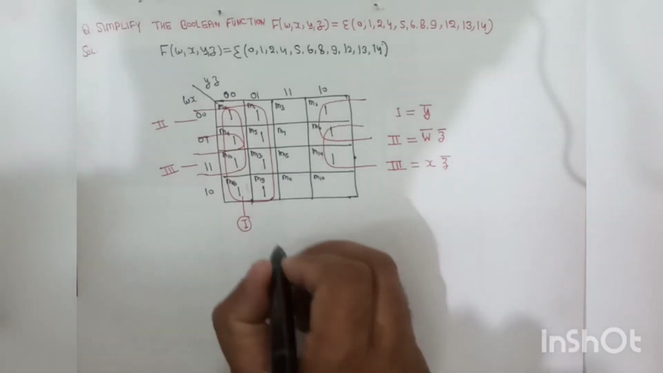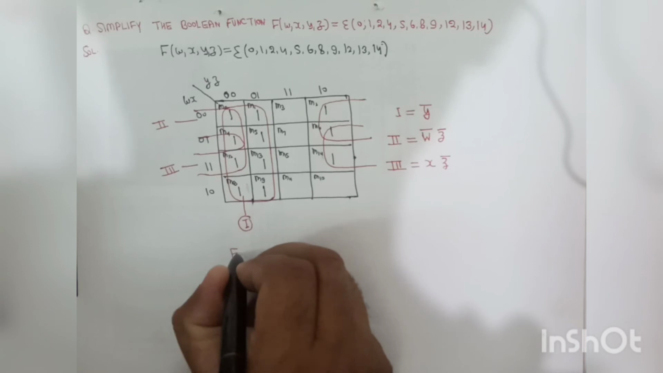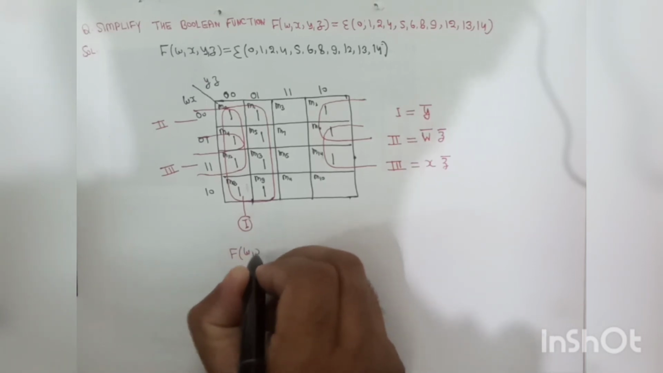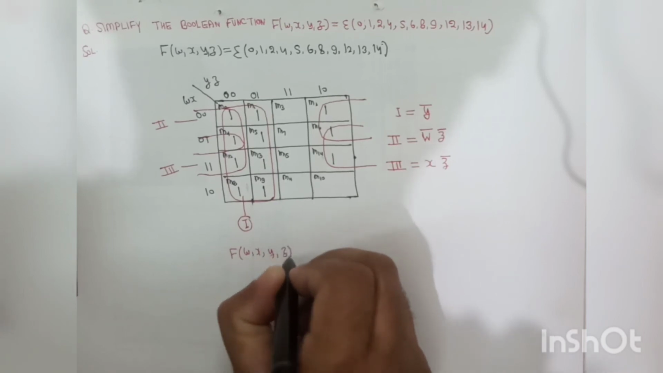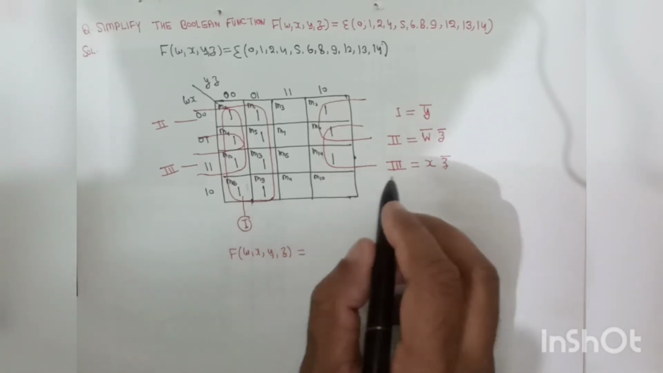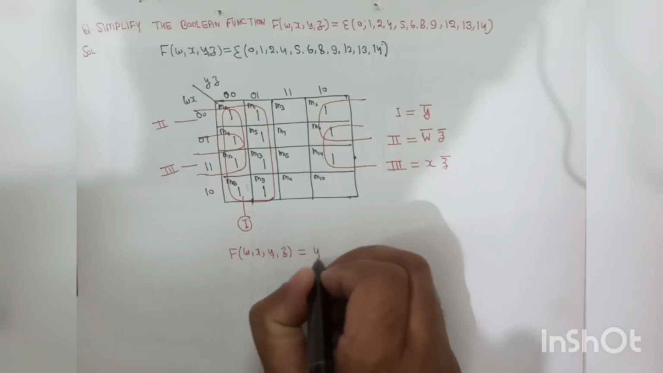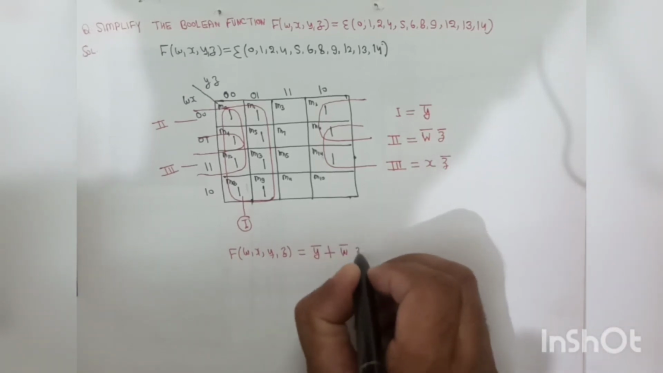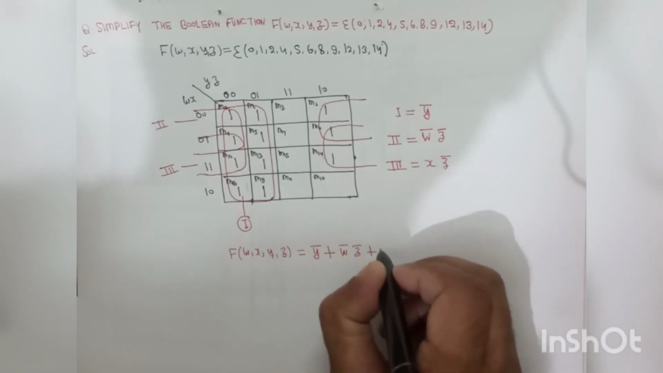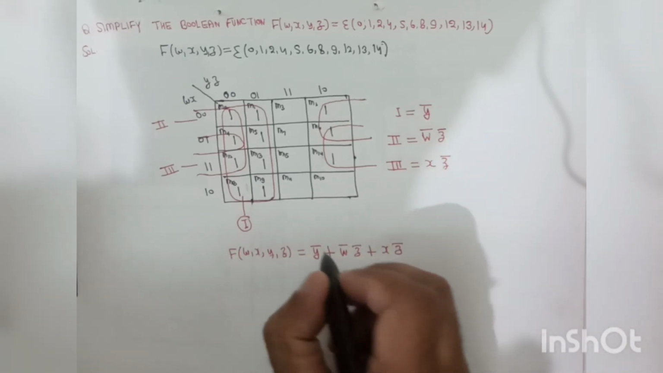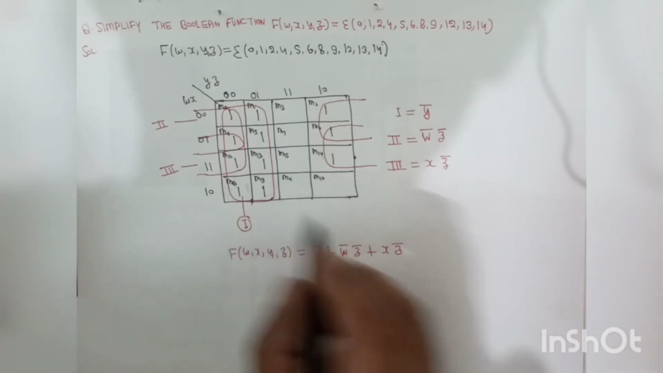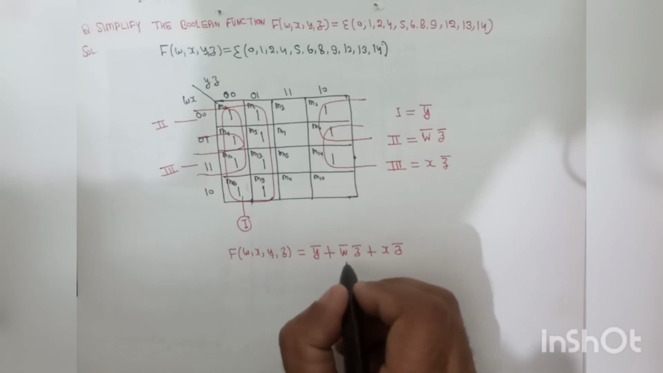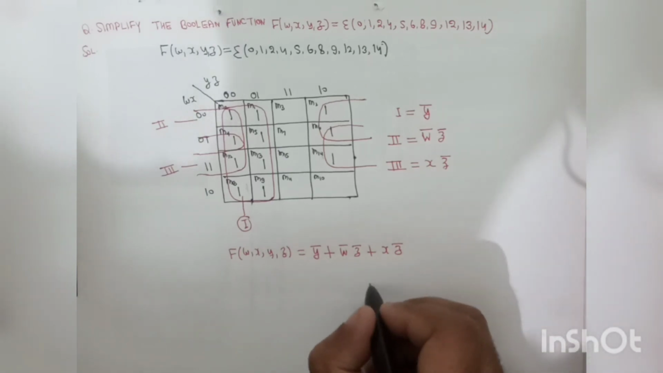Now combining all three for the given K-map, f(w, x, y, z): the octet corresponding to 1 may be written as y bar, the second quad may be written as w bar z bar, and the third quad may be written as x z bar. The given Boolean function may be represented as y bar + w bar z bar + x z bar. This is the required answer. Thank you.